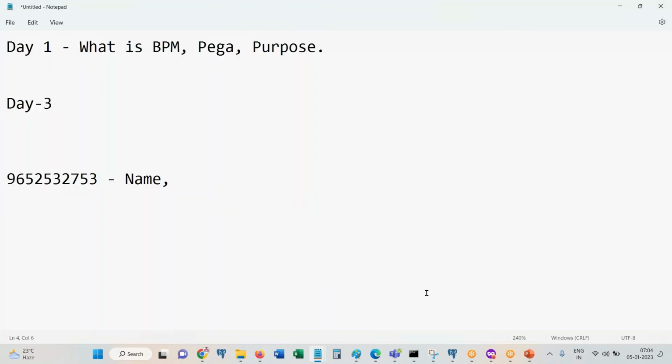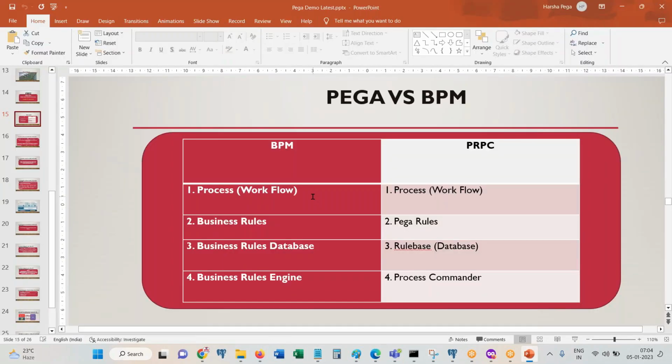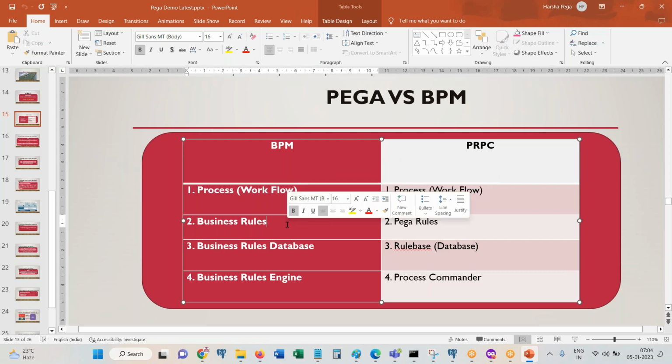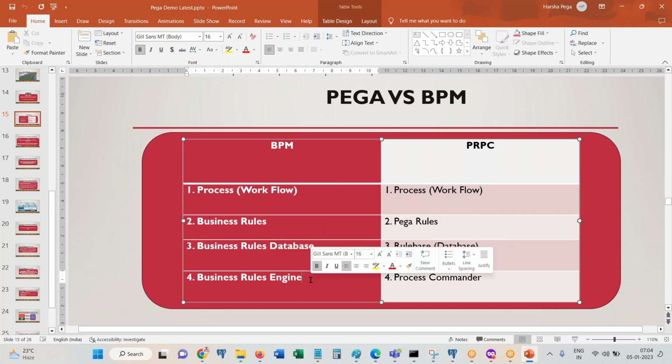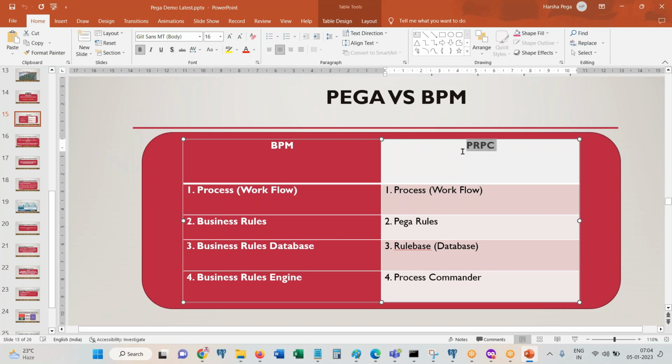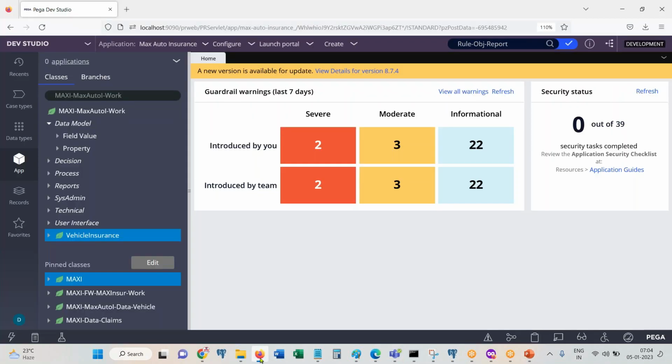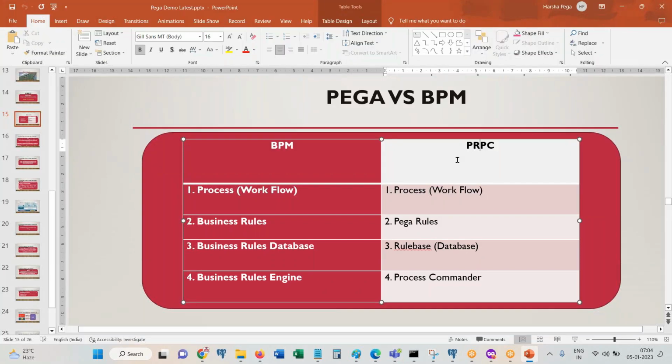What are the four components that we have in BPM and PEGA? In BPM, the four components are process, and business rules. Business rules are stored in a database called the business rules database, and they are driven from the business rules database to the BPM environment by a program called the business rules engine. Now PEGA is built based on BPM methodology, and PEGA is meant for business processing. PEGA has developed one application development and execution environment called PRPC.